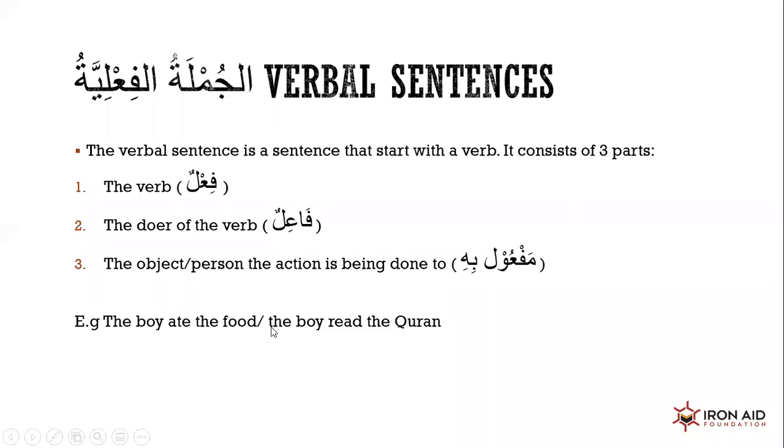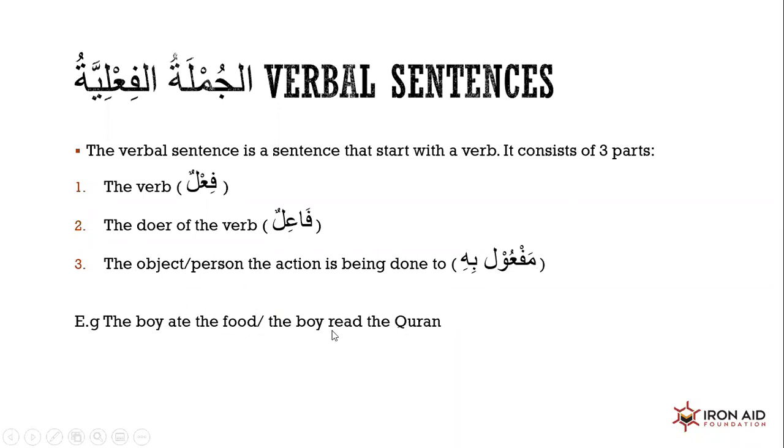So example, just in English, the boy ate the food. So the boy will be the doer. He will be called fa'il. Ate is the verb, which is fi'l, and the food is what he ate. So that will be the maf'ul bihi, the object which the action is being done to.